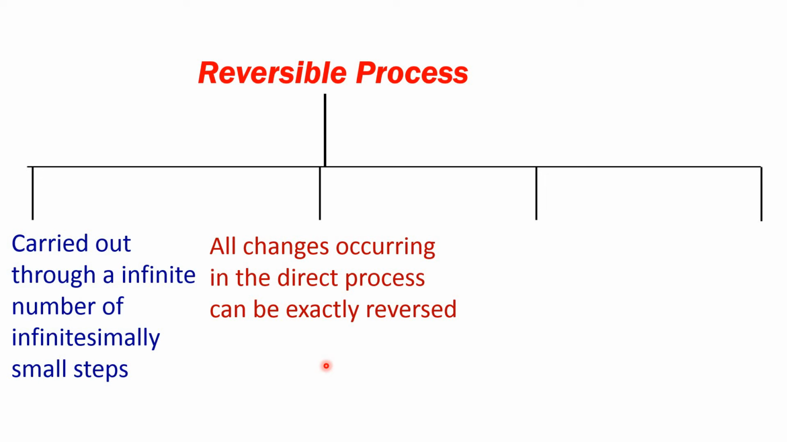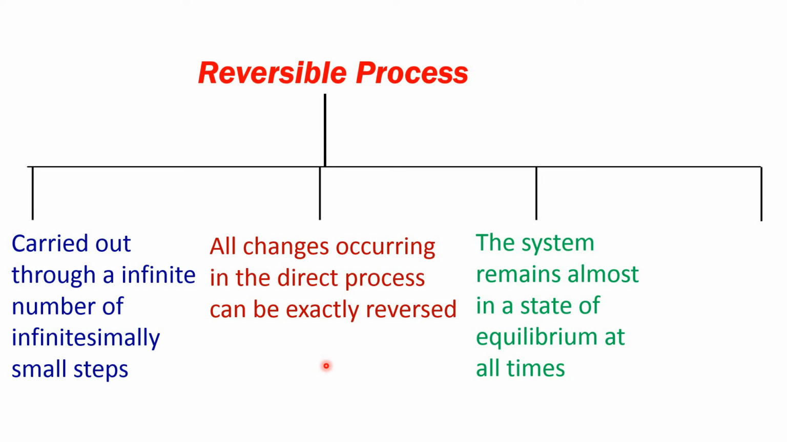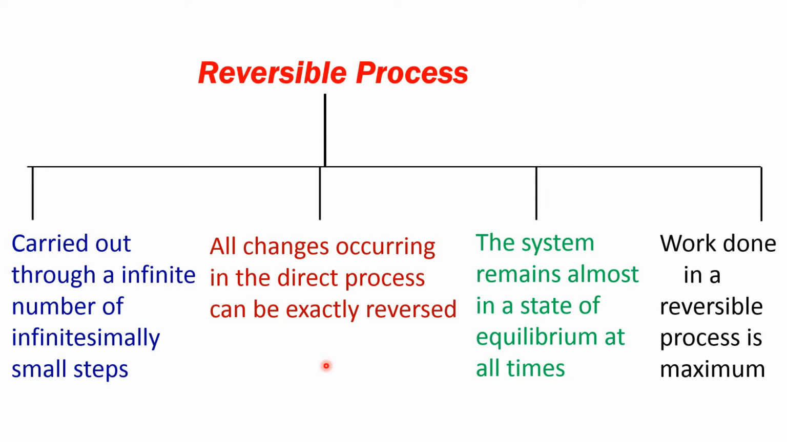Okay. Then the next criterion: the system in a reversible process remains almost in a state of equilibrium at all times. And the fourth criterion: work done in a reversible process is maximum. So, we'll explain all these criteria.